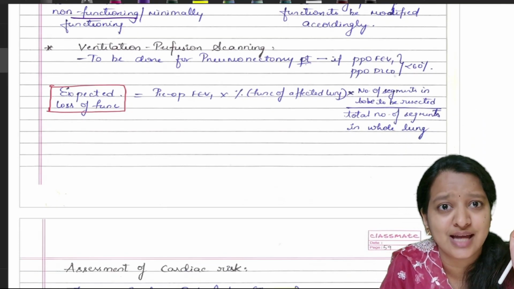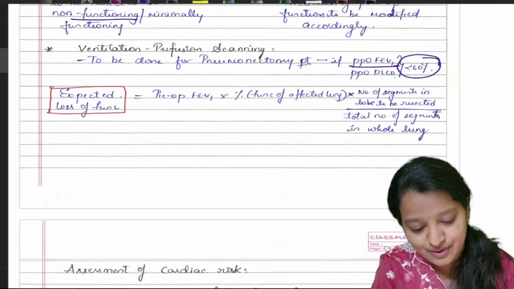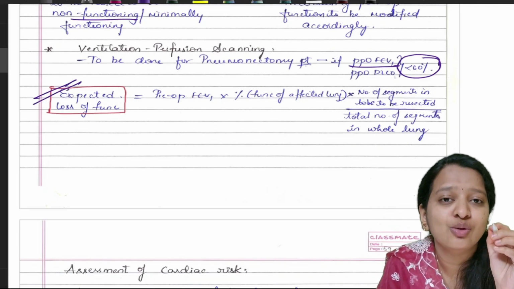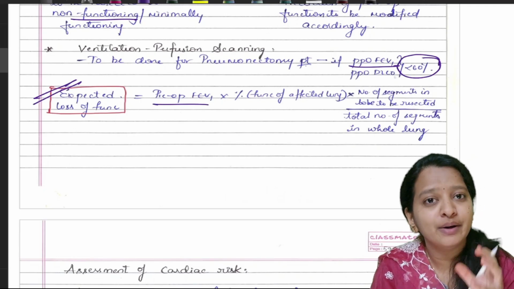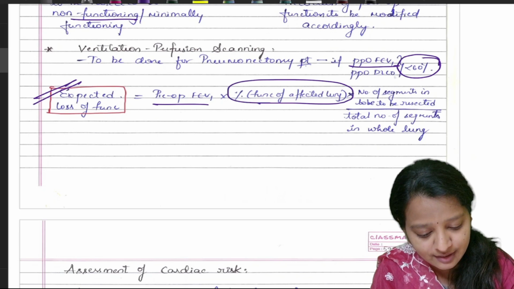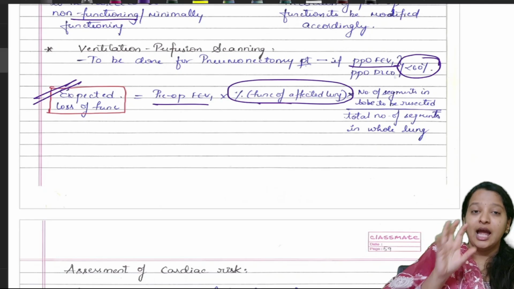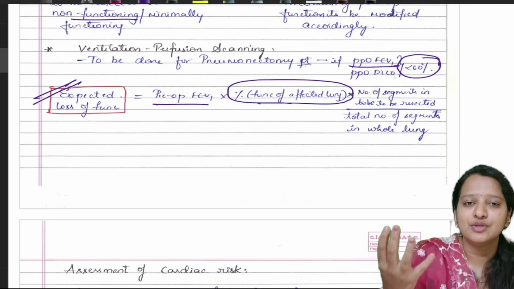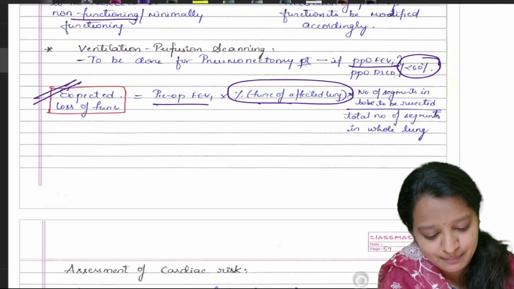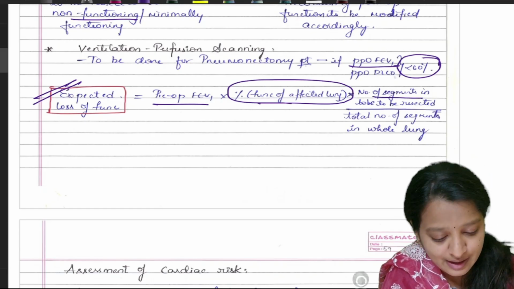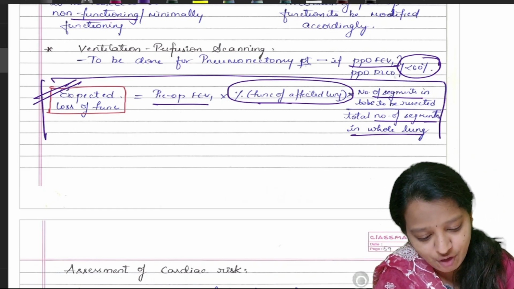Coming to ventilation perfusion scanning, we'll do this if the post-operative predicted FEV1 or DLCO is less than 60%. And here there is a formula to know the expected loss of lung function, which is preoperative FEV1 into the percentage of function of the affected lung. That means some part of the lung is affected, and we calculate how much percent it contributes to the total functioning of the lung, and that is multiplied by the number of segments removed or resected over the total number of segments in the whole lung. This is another formula.